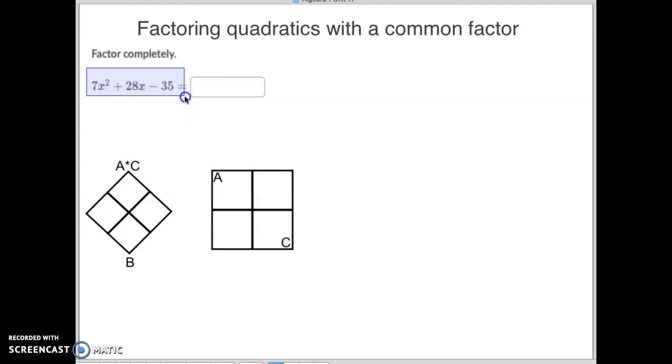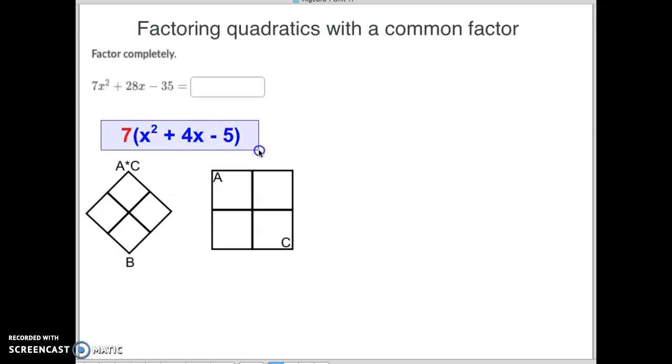So before I start doing my diamonds and rectangles, I'm actually going to take the 7 out of each term and rewrite that to be 7, parenthesis, x squared plus 4x minus 5. It's very important that you always look for this step first, okay?